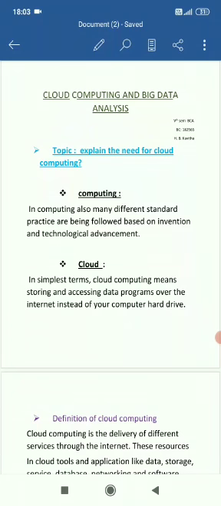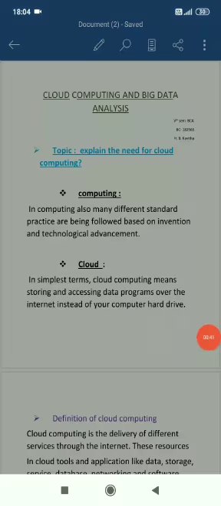In this session, we will understand the need for cloud computing. First, we have to talk about the meaning of computing. In computing, many different standard practices are followed based on invention and technological advancement. In simple words, computing is any goal-oriented activity requiring or creating computing machinery. It includes the study of algorithmic processes and the development of both hardware and software, which is called computing.